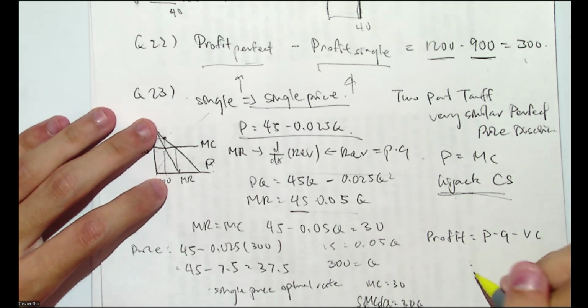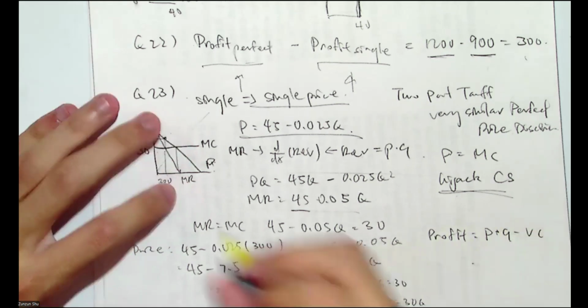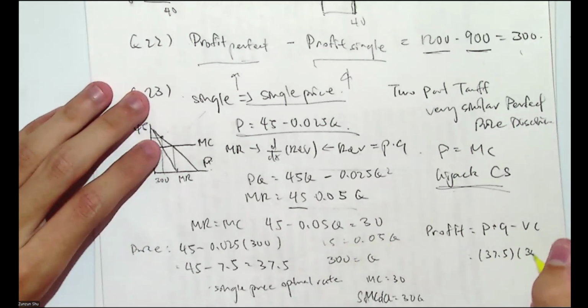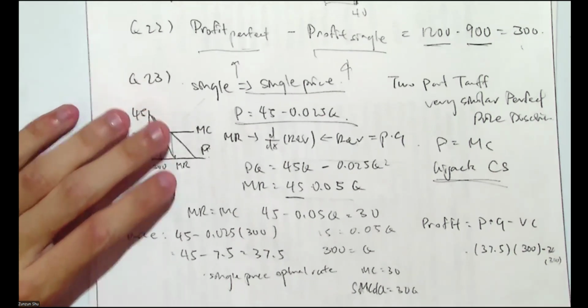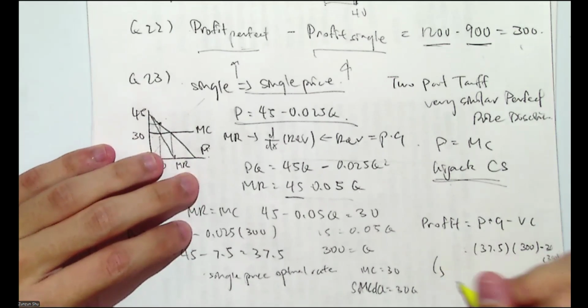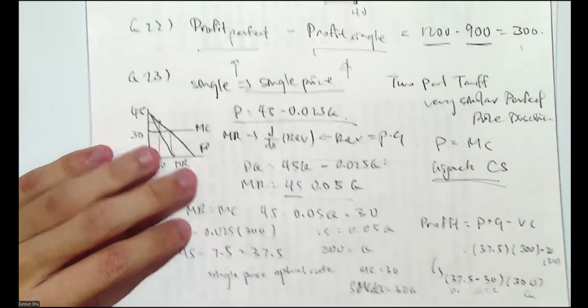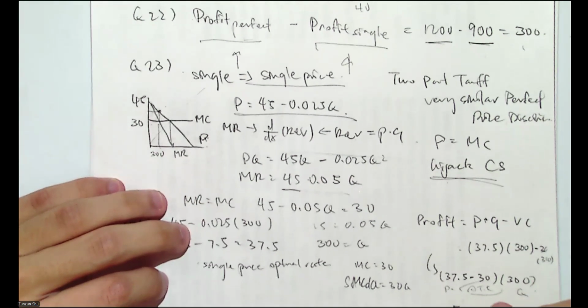So now we have, what's P again? P is 37.5 times 300 minus 30 times 300. If we know the distributive property, we could just format it as 37.5 minus 30 times 300. By the way, this is P minus ATC times Q, although there's no fixed cost. So that's 7.5 times 300, giving you 2250.